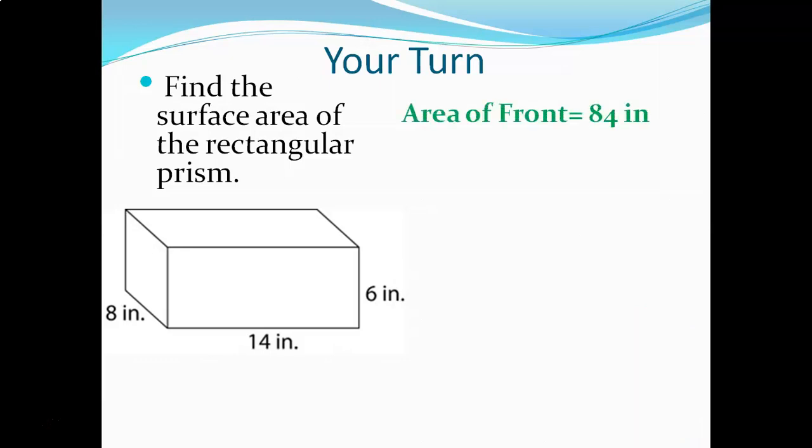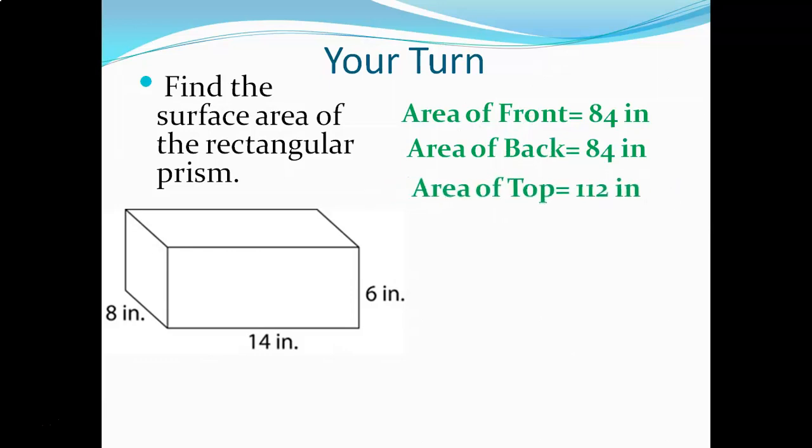Okay, let's see how you did. The front is 84. How did I get that, you ask? 14 by 6. Let's count by 14s. 14, 28, 42, 56, 70, 84. And if the front's 84, you know the back's 84. Now, let's go to the top. I have 112. How did I get that, you ask?